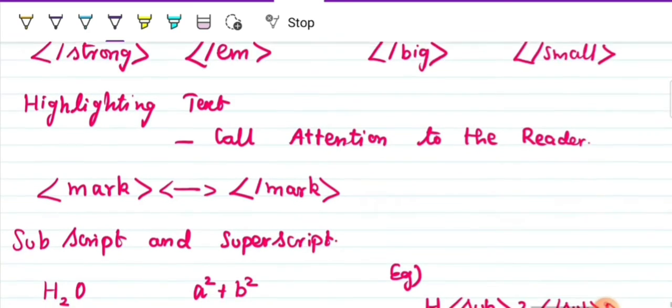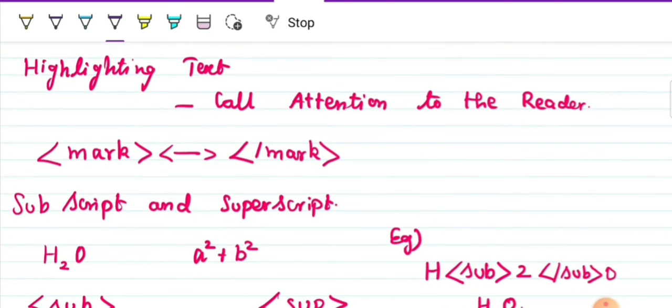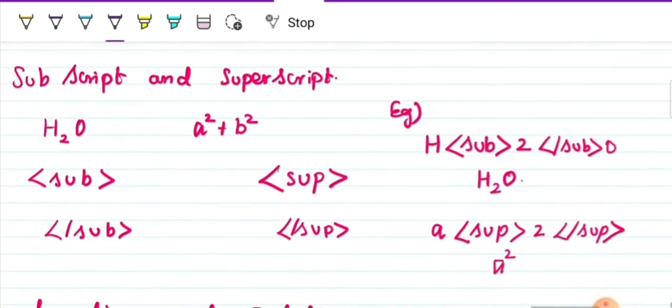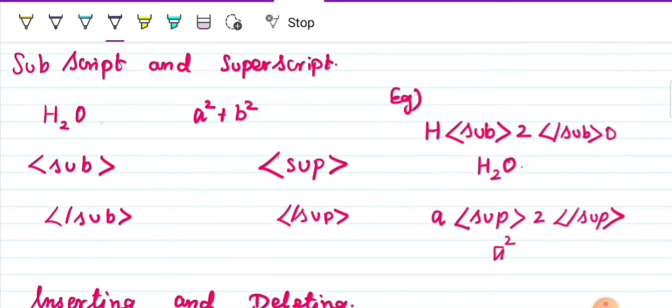And the next one is highlighting text. For that, you are going to use the mark tag. Why do you need highlighting? Just to call the attention of the reader, you have the mark tag. And the next one is subscript and superscript. To display text like these for an expression or an equation, you are going to use subscript and superscript.